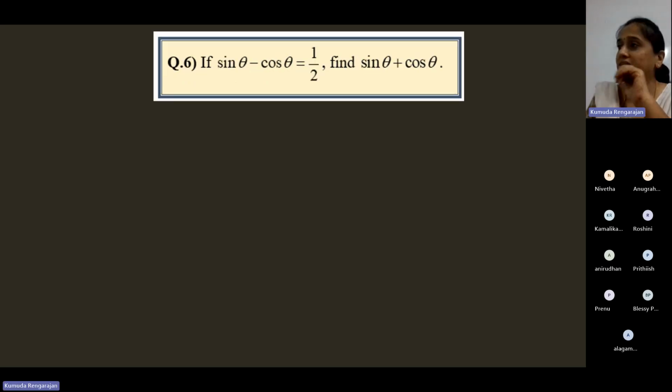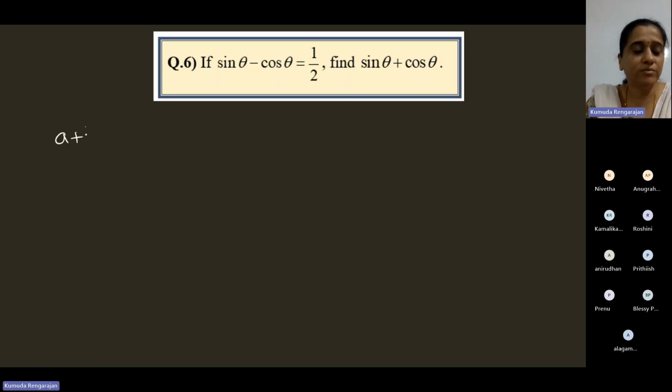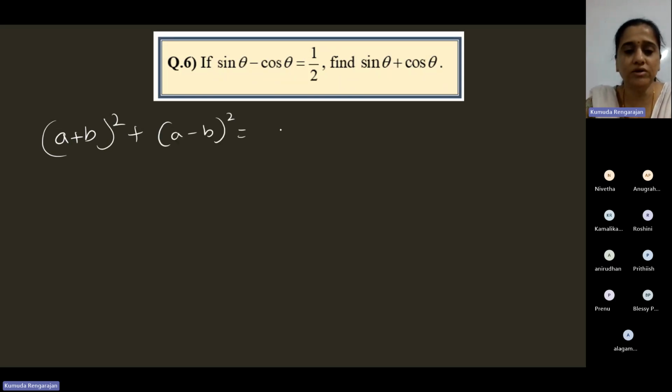Now, if sine theta minus cos theta is 1 by 2, find sine theta plus cos theta. Whenever the question involves sine theta and cos theta, use this identity: (A plus B) the whole square plus (A minus B) the whole square is equal to 2 of (A square plus B square). Remember this.